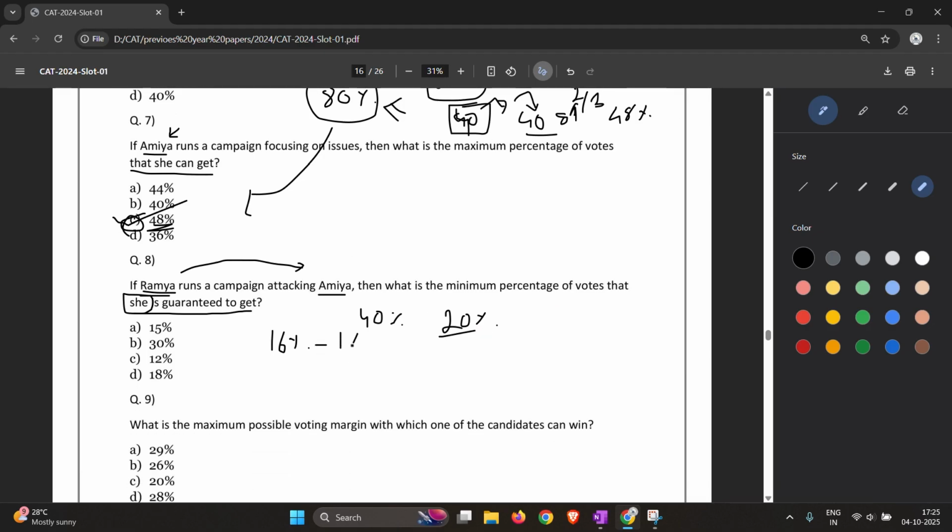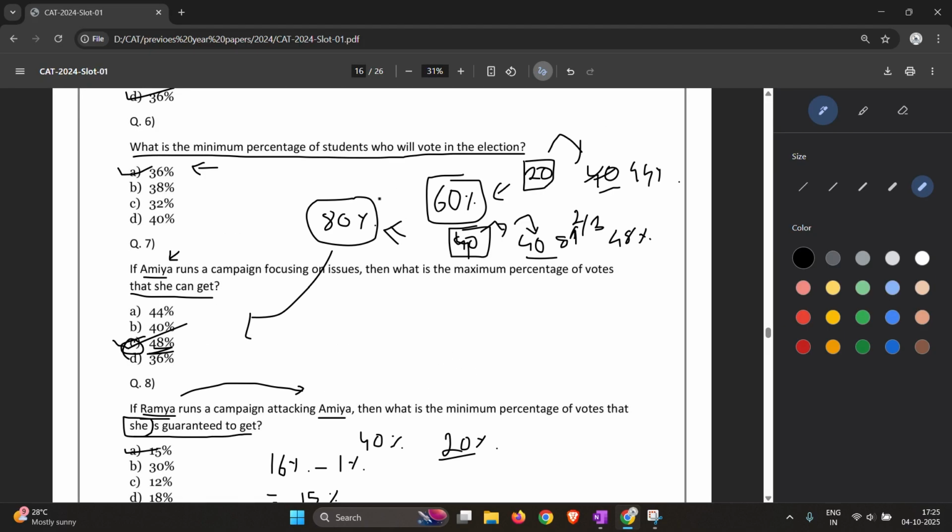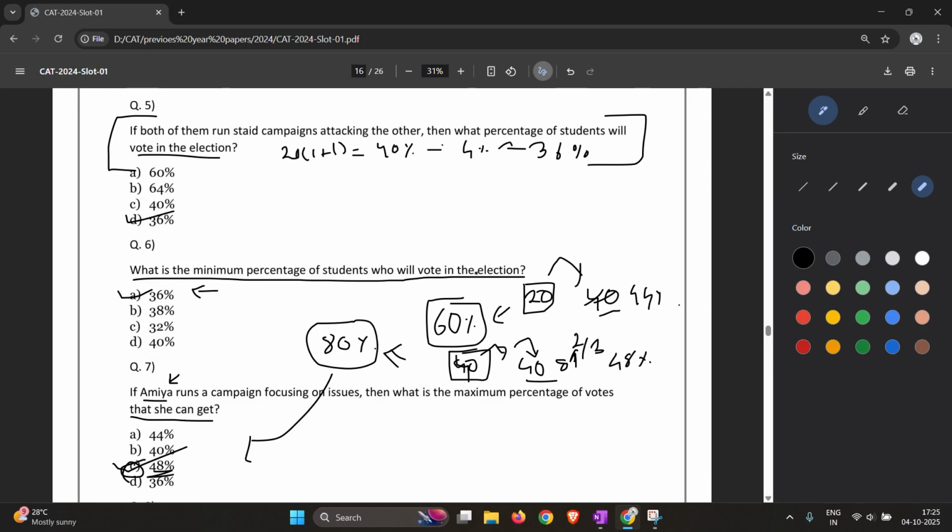So again, you get minus 1%. So total only 15% votes she will get. So option A is correct. As you can see, over here you can go ahead and try a lot of different scenarios, compare them, and see which option is correct.